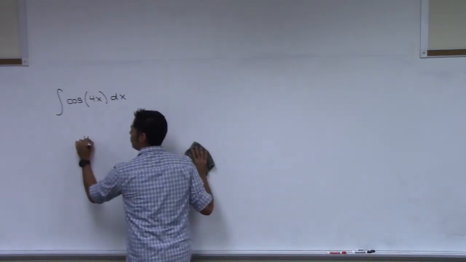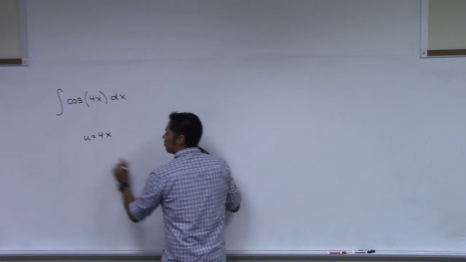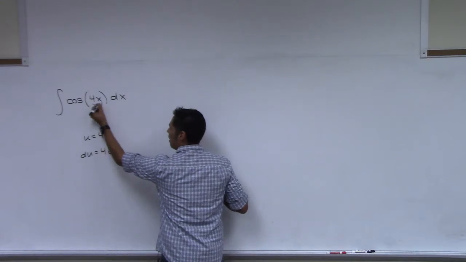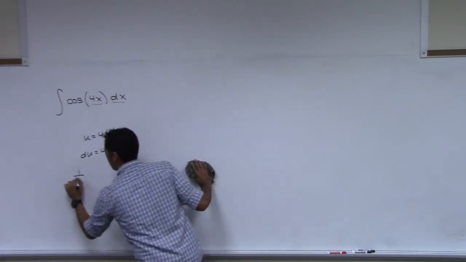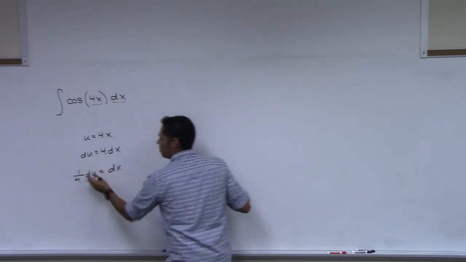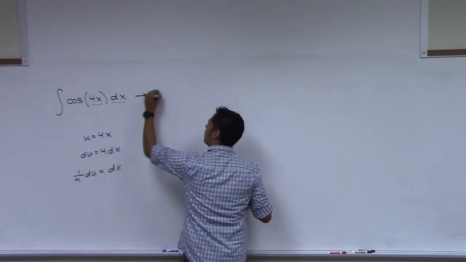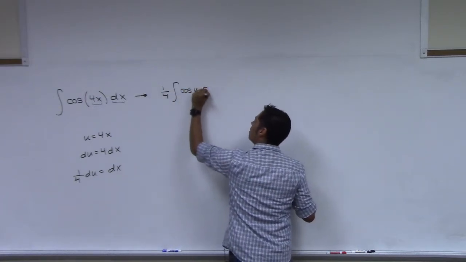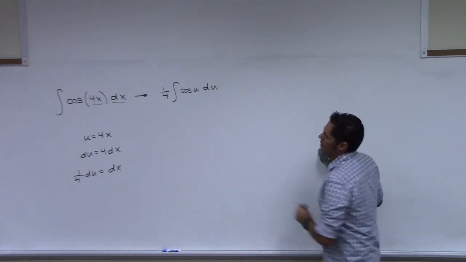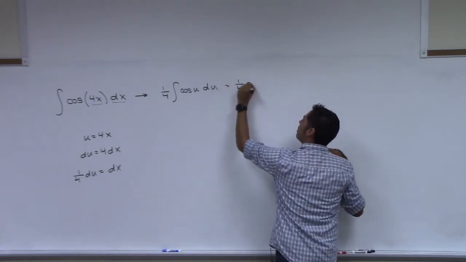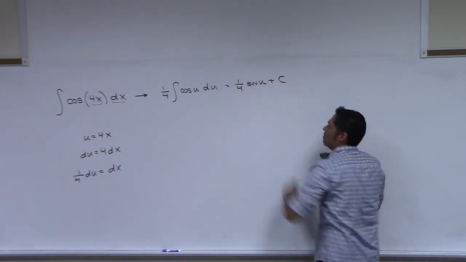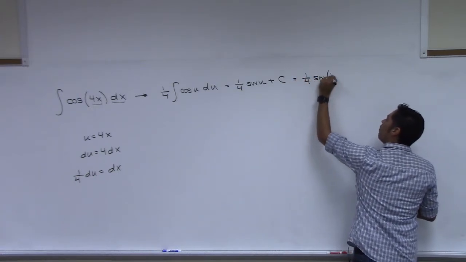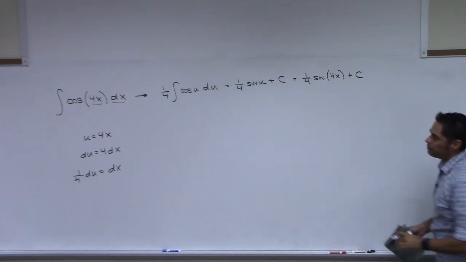I could do a u substitution of 4x right now. The derivative of that is just 4 dx. So this right here is u. I need dx, so I divide both sides by 4. And I get dx is going to be 1/4 du. This integral then becomes 1/4 integral cosine of u du. And that's just 1/4 sine u plus c, which is 1/4 sine of 4x plus c. Right?